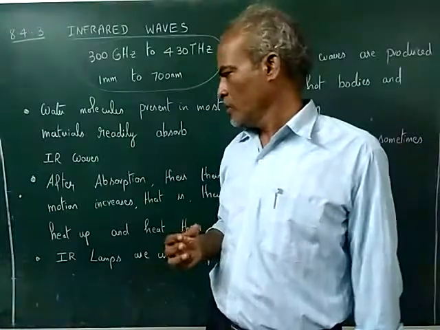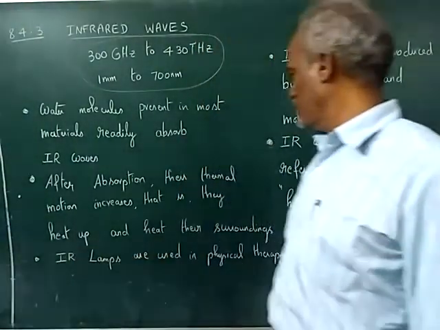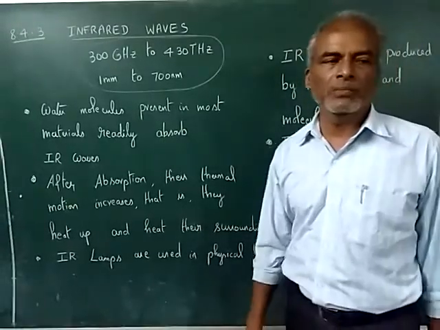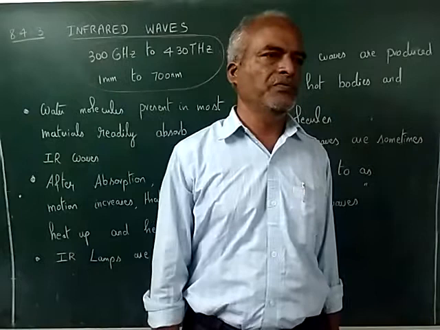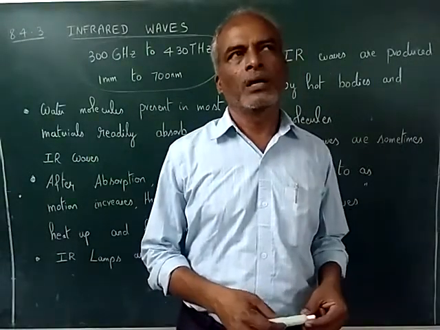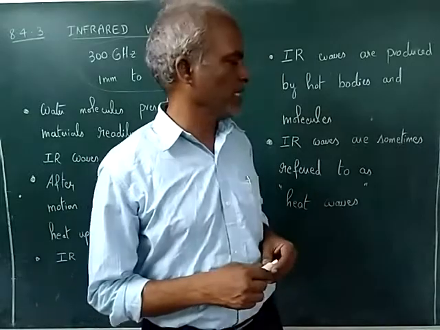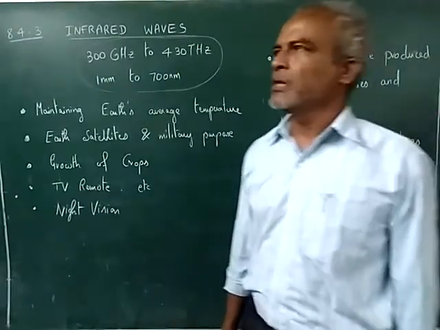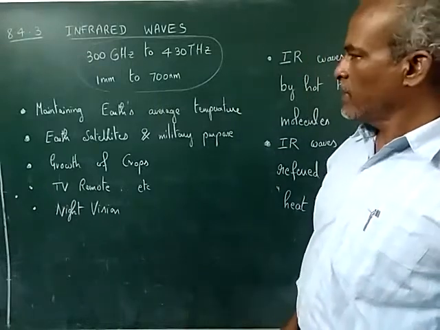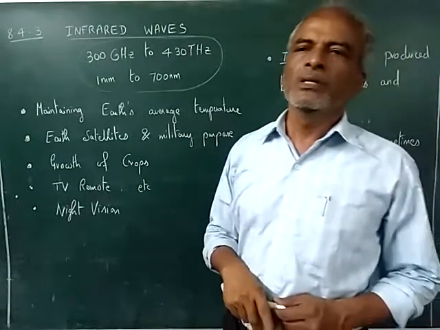So, what are the applications now? Infrared lamps are used in physical therapy. That means for the treatment of knee pain and physical therapy, infrared rays are used. And we will see some other examples of infrared also. Some of the applications of infrared waves are maintaining Earth's average temperature.